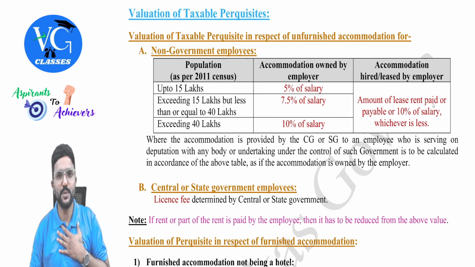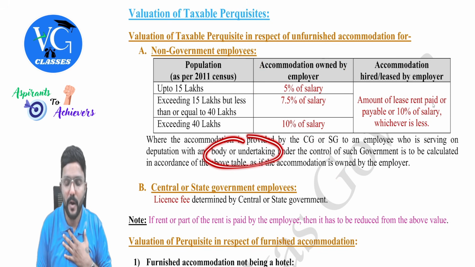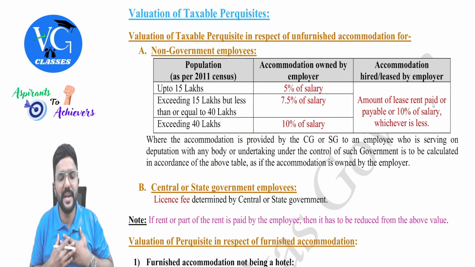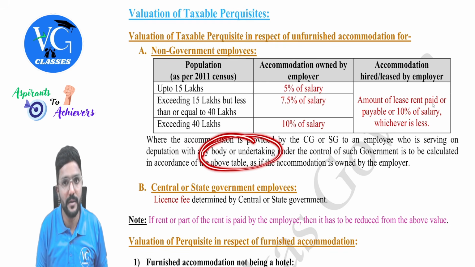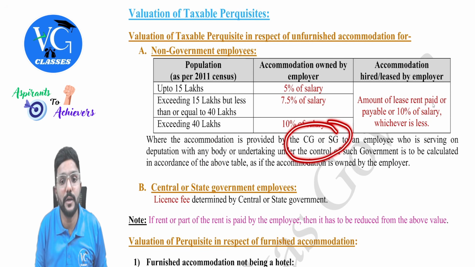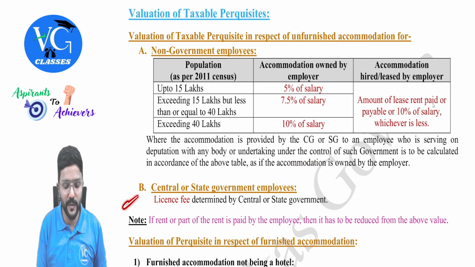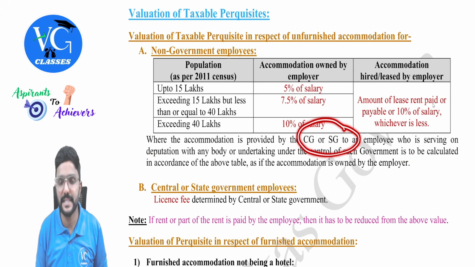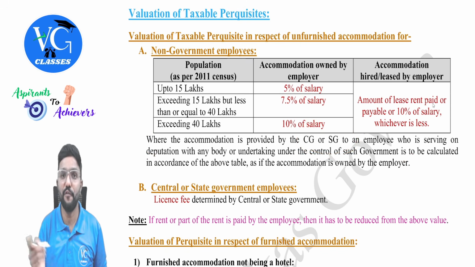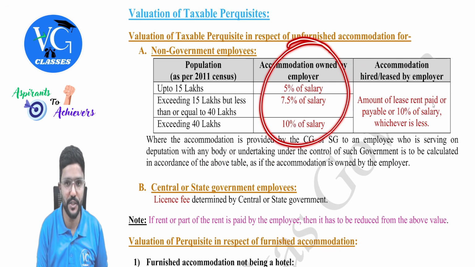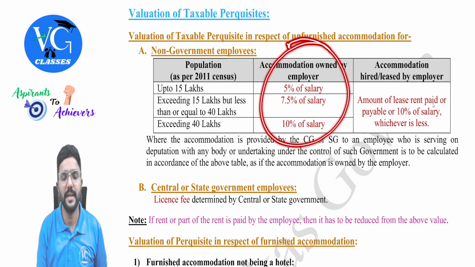So simple. Guys, assume I am an employee of any body or undertaking which is under the control of state government or central government. But for me, accommodation is not provided by my employer. Accommodation is provided by whom? Central government or state government. So to calculate the value of unfurnished accommodation, should I follow this or this? Here clearly they are telling, as accommodation is provided by central government or state government for an employee of body or undertaking, please apply this provision and not this.